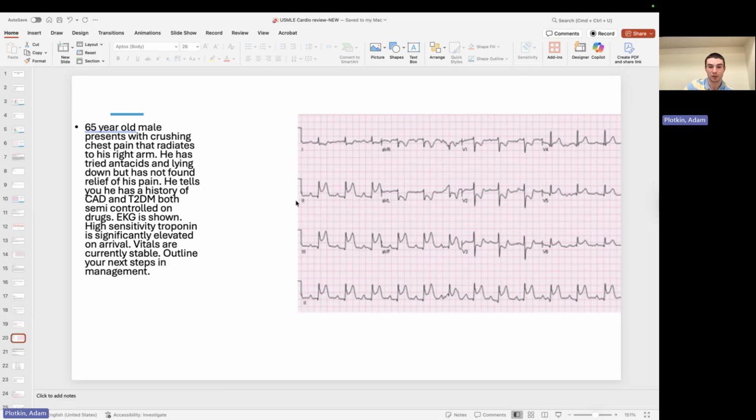All right. So his vitals are stable. His troponins are elevated. Take a look at the EKG. I'm sorry, it came out a little blurry. And think about what you want to do for this patient, right? So pause your screen, come up with your plan, and then we'll discuss.